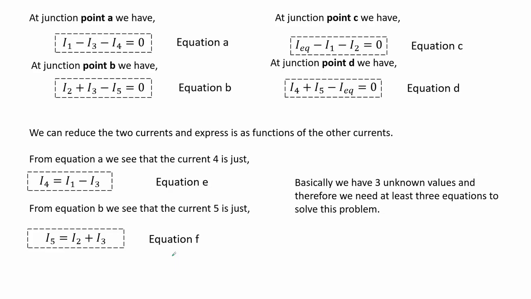We can reduce the two currents and express them as functions of the other currents. From equation A we see that the current 4 is just equation E. From equation B we see that the current 5 is just equation F. Basically we have three unknown values and therefore we need at least three equations to solve this problem.